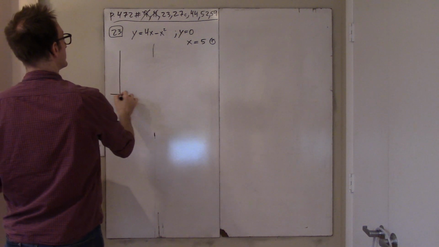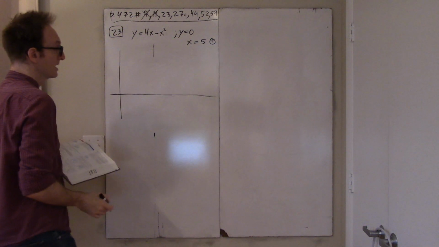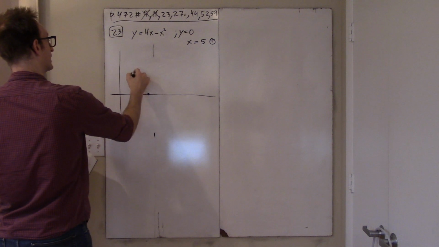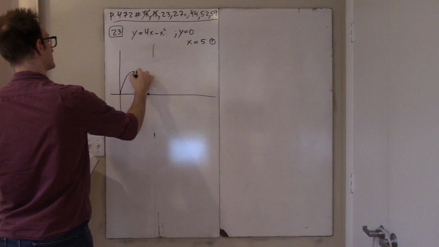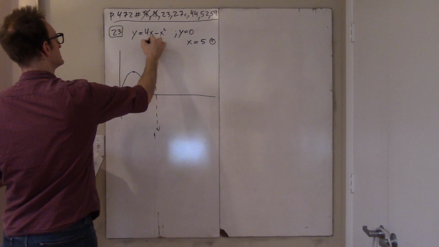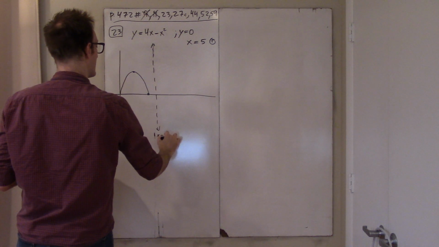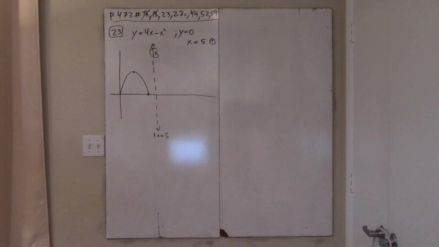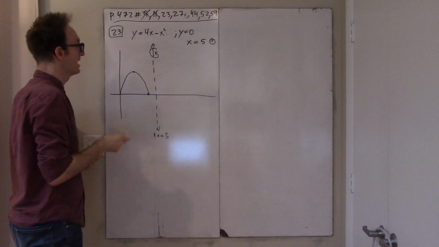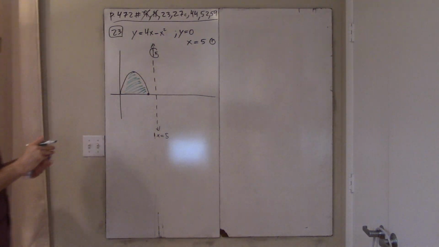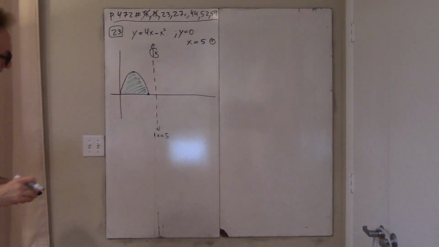If I'm rotating about the line x equals 5, then if this is the parabola with roots at 0 and 4, it looks like that. But then x equals 5 is over here. So this is the line x equals 5, and this is the line that I'm rotating about. I think I've followed these directions carefully. I have this parabola, and I have the y-axis. Those two things define a region. This is my region. What am I doing with this region? I'm rotating it about the line x equals 5.